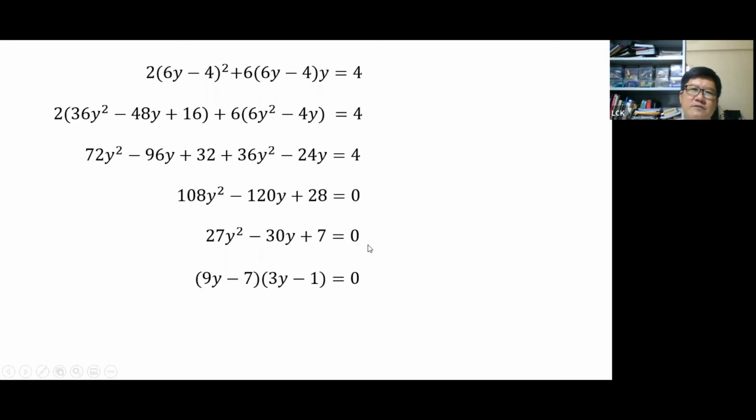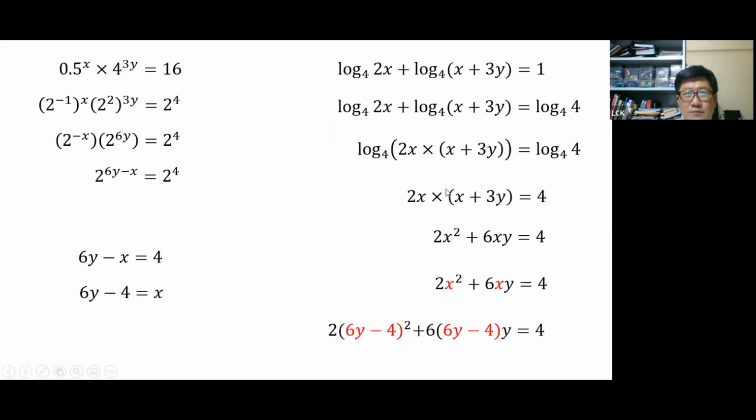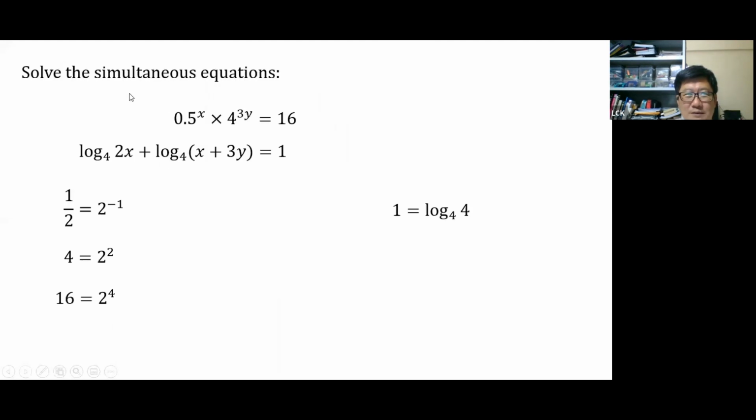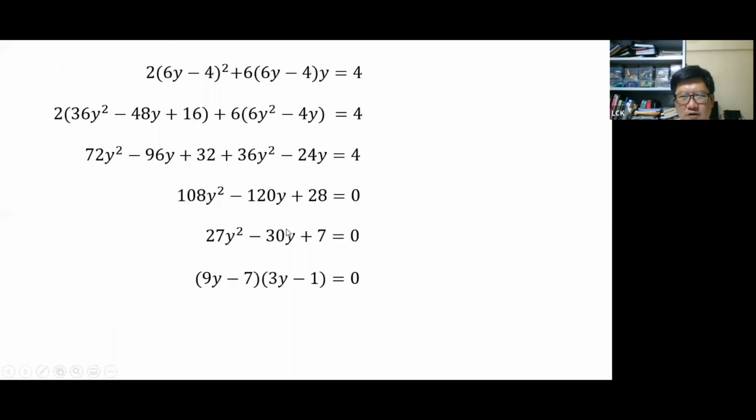All right, and then factorize it. Once you have factorized this, you can now say that 9y is 7, and y equals 7 over 9. 3y is 1, and y equals 1 over 3. So you've got your y values. But remember, this question is a simultaneous equation. Oh my goodness, we've got to go up. So we've got to get the value of y and of x. And so far, we've got the value of y. y equals 7 over 9, y equals 1 over 3. So we have values of y.